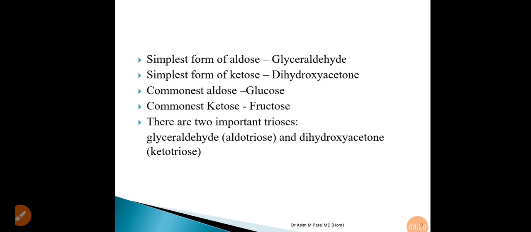The simplest form of aldose is glyceraldehyde, and the simplest form of ketose is dihydroxyacetone. The most common aldose is glucose, and the most common ketose is fructose. There are two important trioses: glyceraldehyde and dihydroxyacetone.